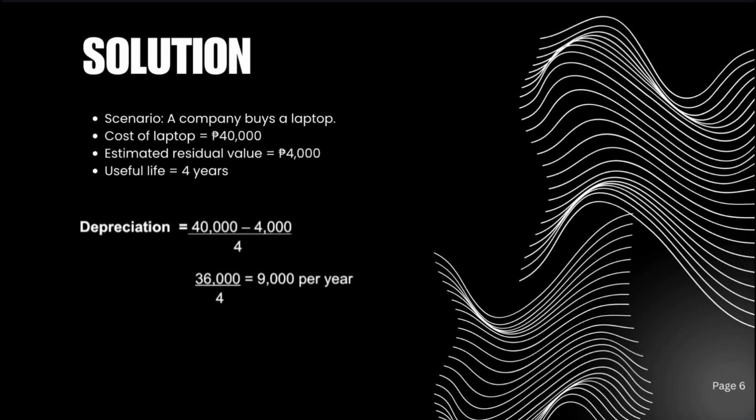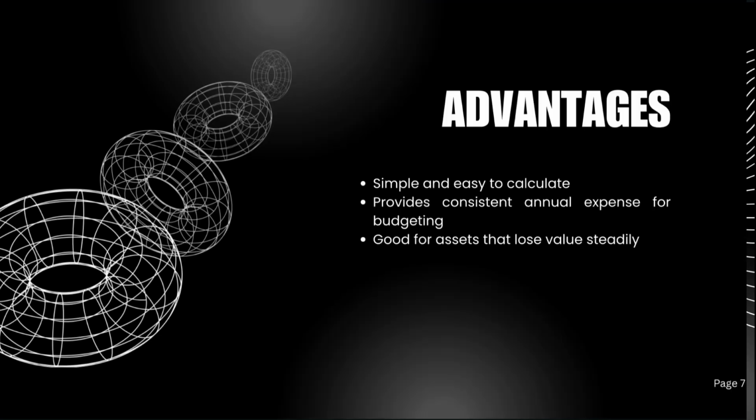So using the straight line formula, the depreciation expense per year would be 40,000 minus 4,000, divided by 4, which equals 9,000 pesos. This means each year the company will record 9,000 as expense. By the end of the fourth year, the laptop's book value will match its residual value of 4,000.